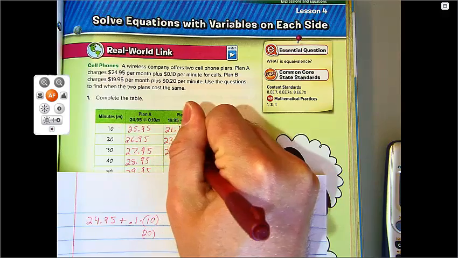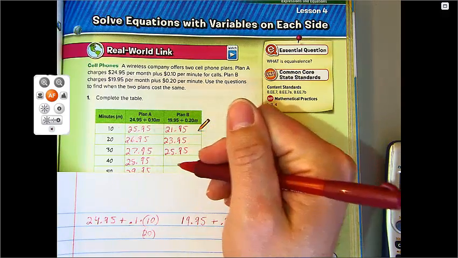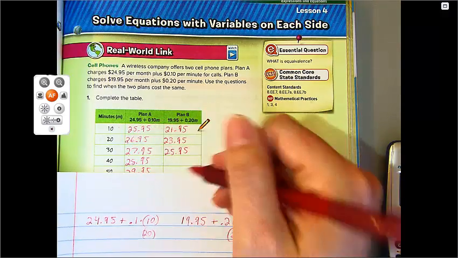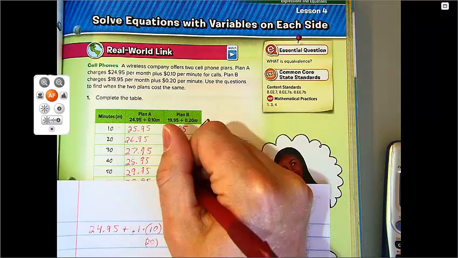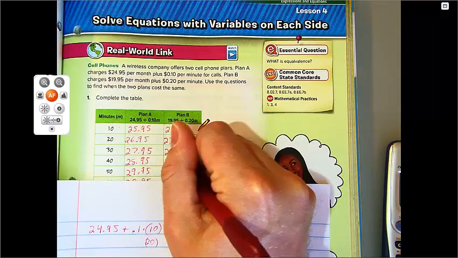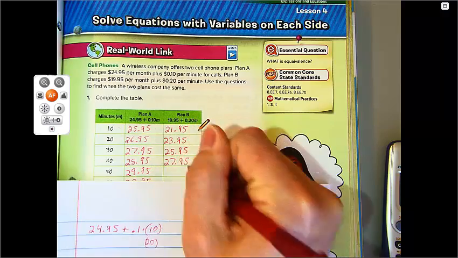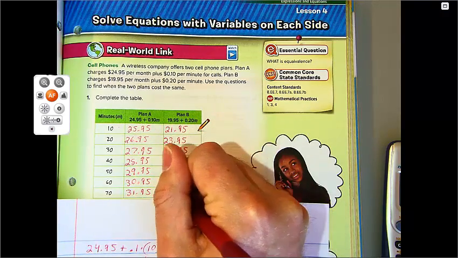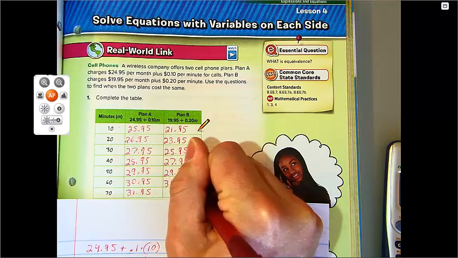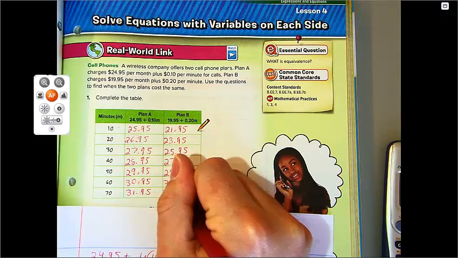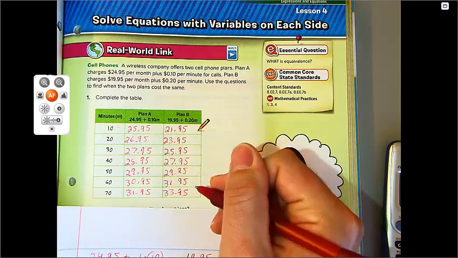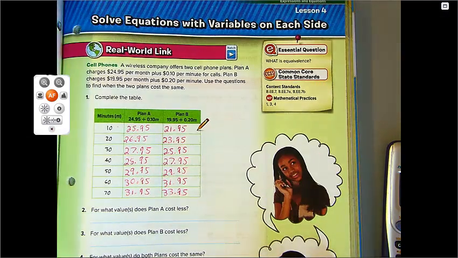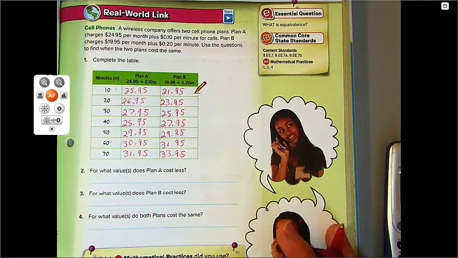Now, you should also notice a pattern here. For every increase of 10 minutes of talk time, we have an increase of $2 for this plan. So here I'm going up to $27.95. $2 more gets me $29.95. $2 more gets me $31.95. $2 more gets me $33.95.